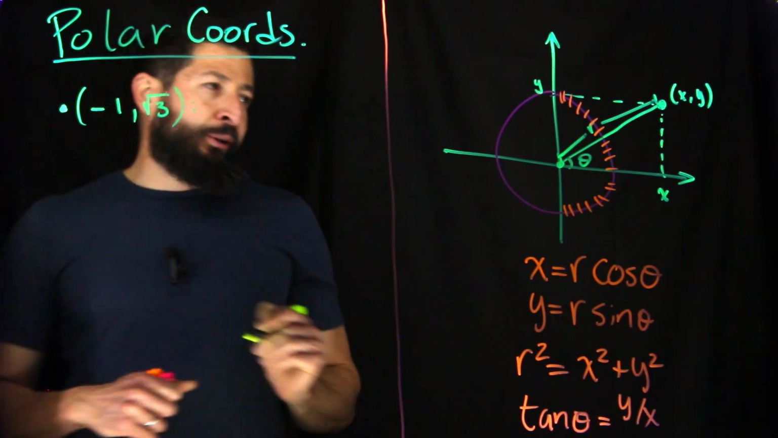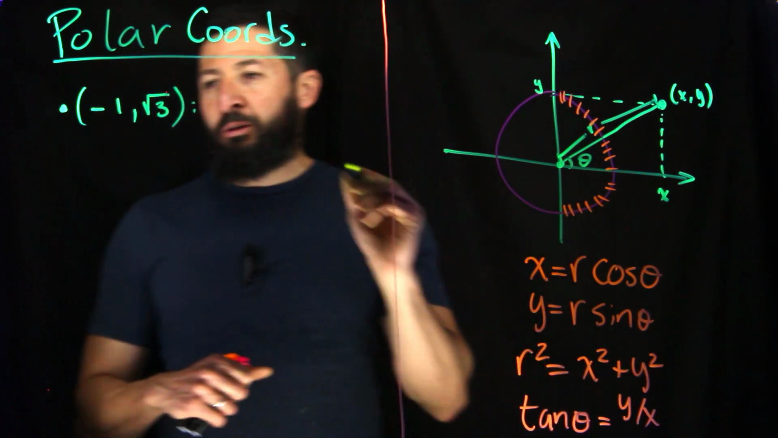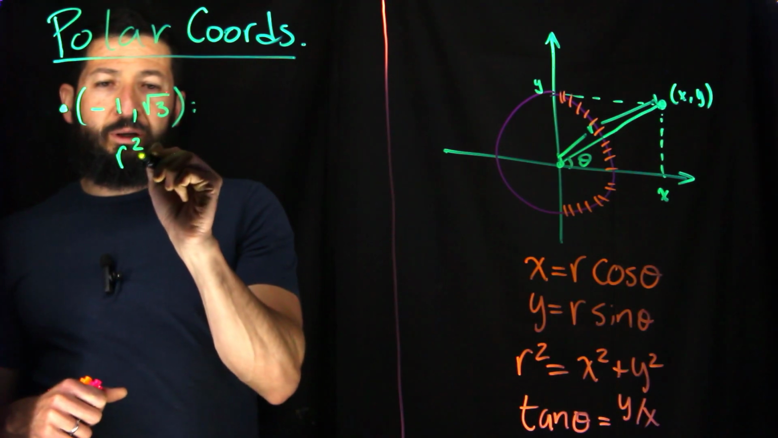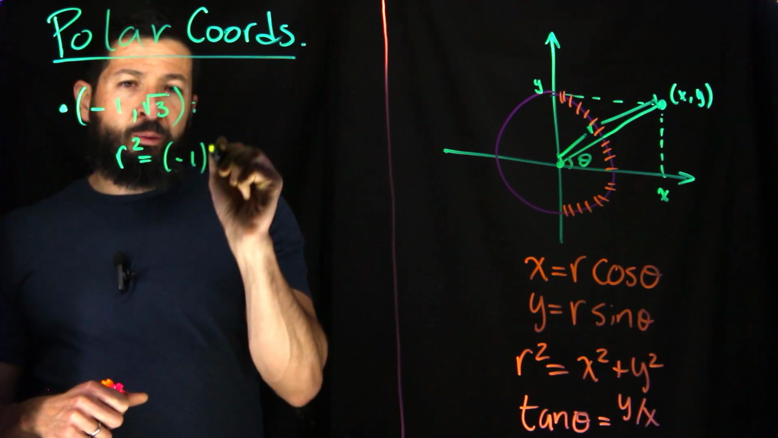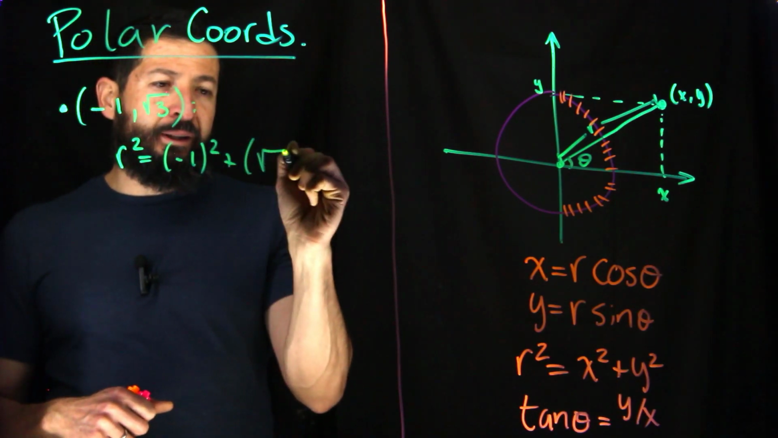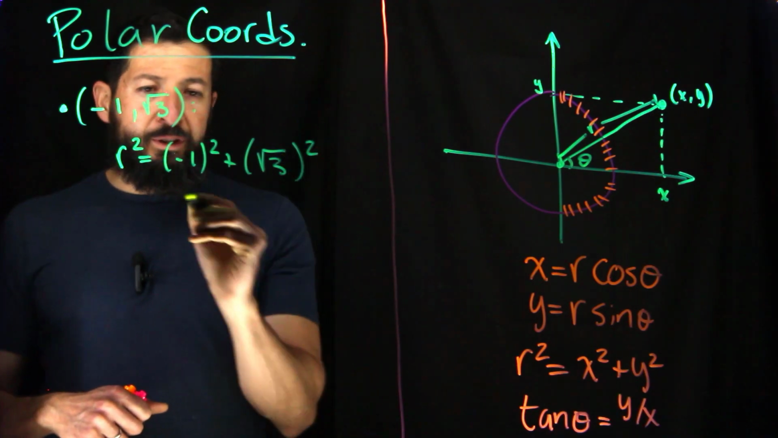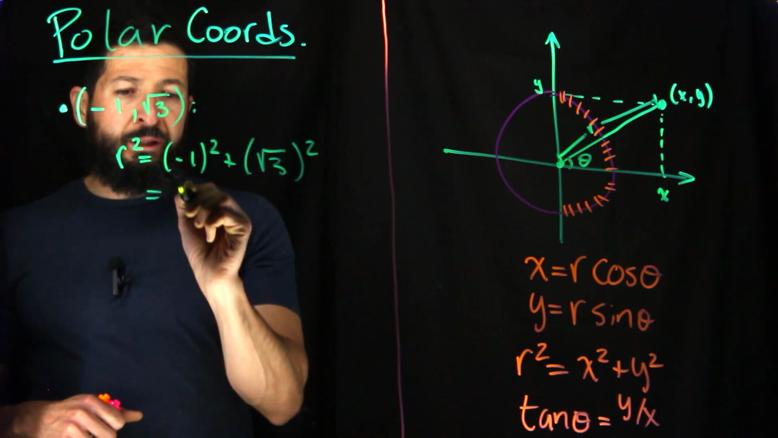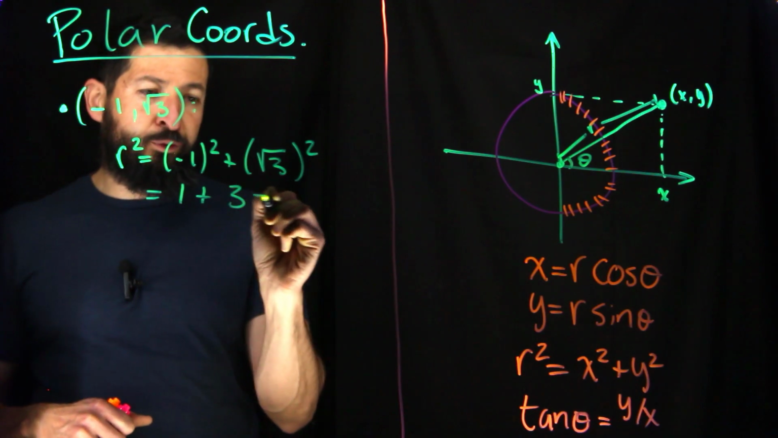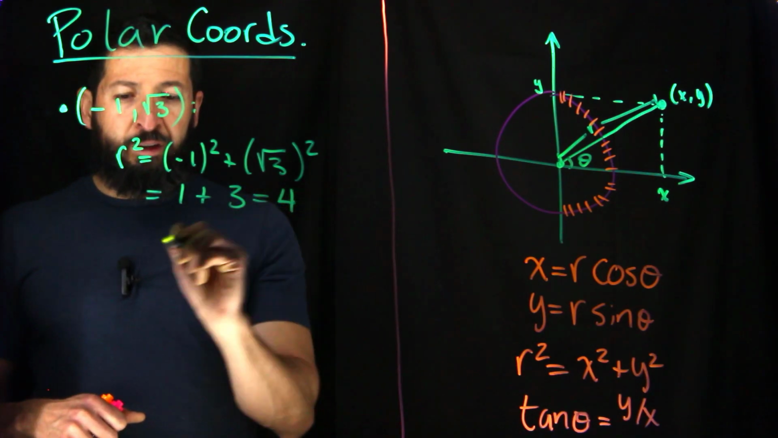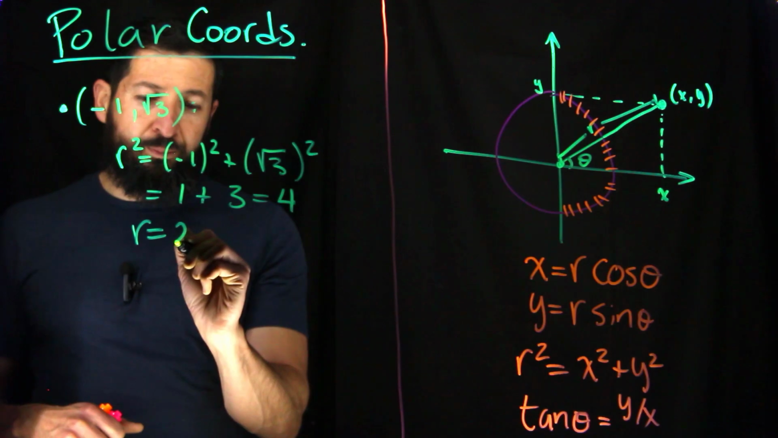All right, so at this point, what is going to happen is you're going to compute your radius, and the radius squared is going to be negative 1 squared plus the square root of 3 squared, which is 1 plus 3, which is 4. So your radius, you're going to pick it to be 2.